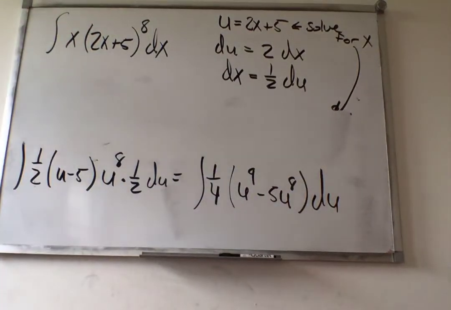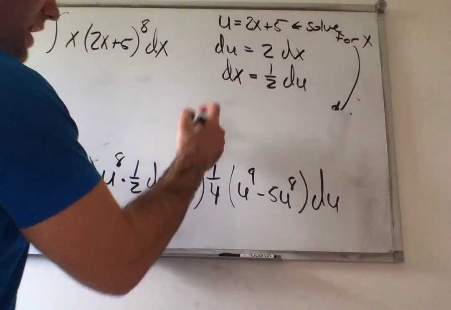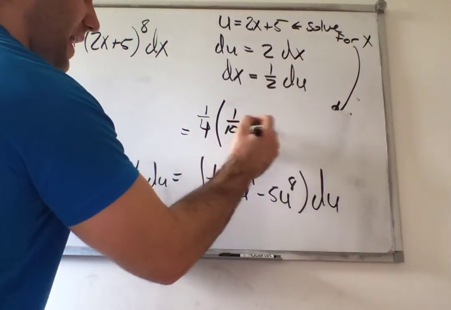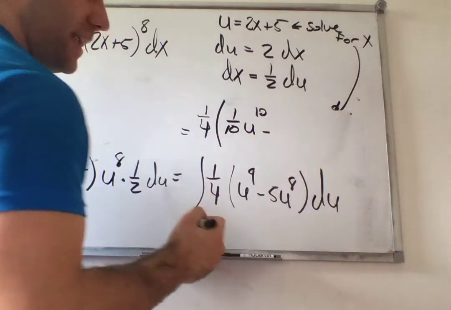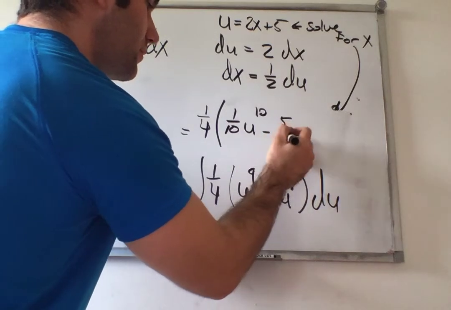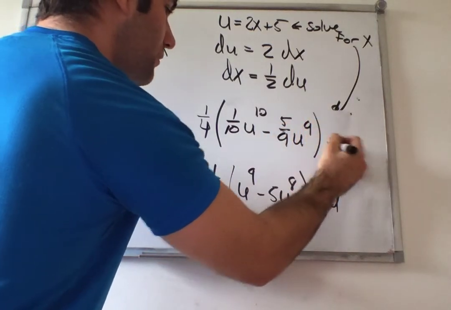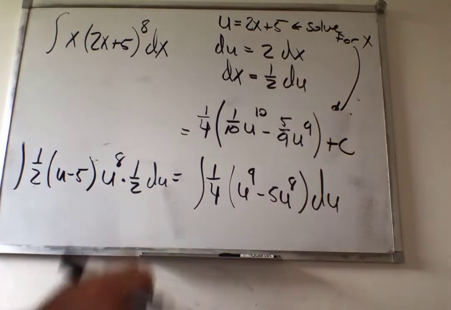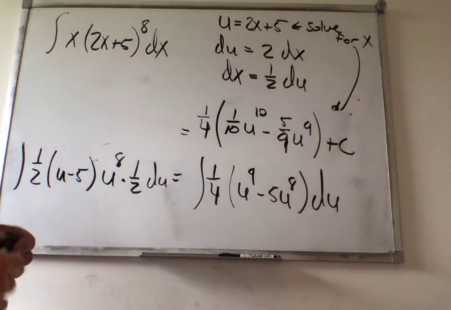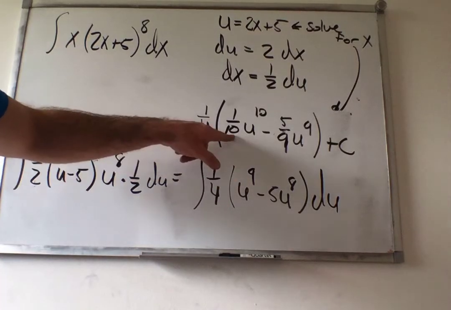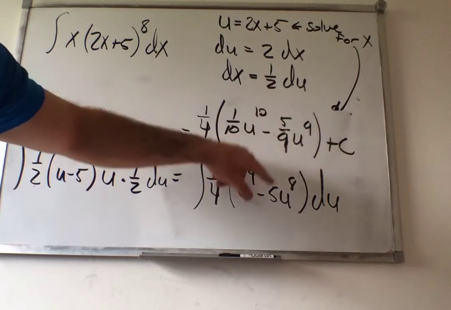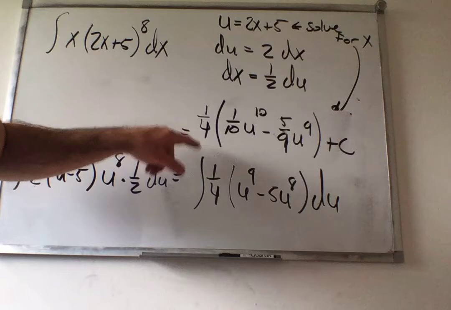So again, this is just the power rule. We've got 1/4 out front. This is a 1/10 u to the 10th minus 5/9 u to the 9th plus c. So I just undid the power rule. Go up 1 power, you get a 10. Divide by that power, you get a 1/10. Go up 1 power, so 8 goes to 9. Divide by that, so 5 divided by 9. And then we still have the 1/4 out front.